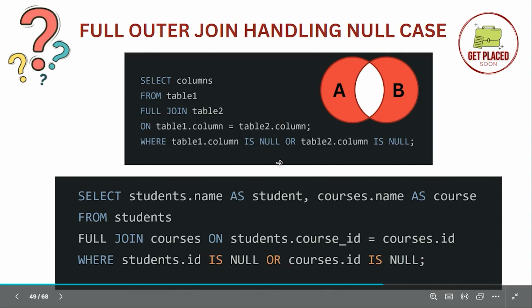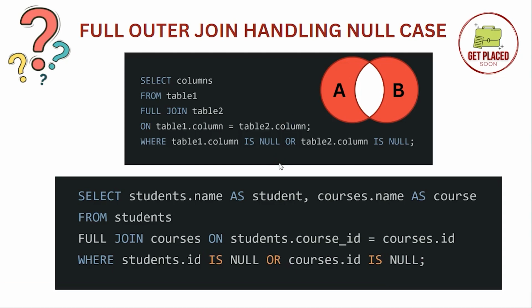Now, just giving you a recap. In left outer join handling null case, you write table 2. In right outer join handling null case, you write table 1. In full outer join handling null case, you write table 1 column is null or table 2 column is null. Okay, you are checking both the tables. So this is it for the outer join.